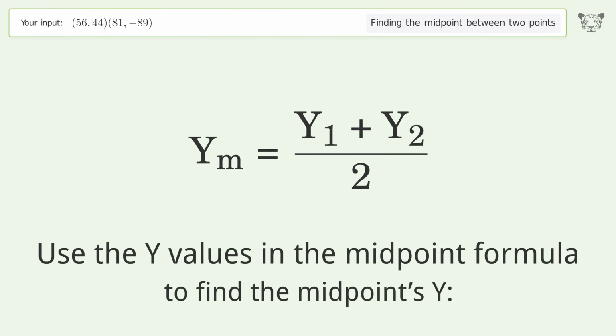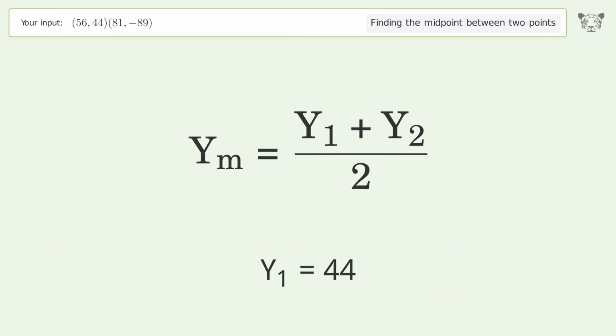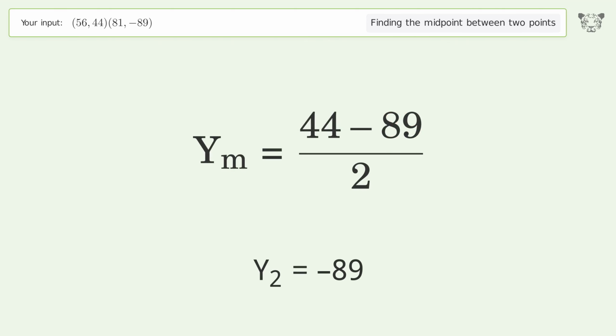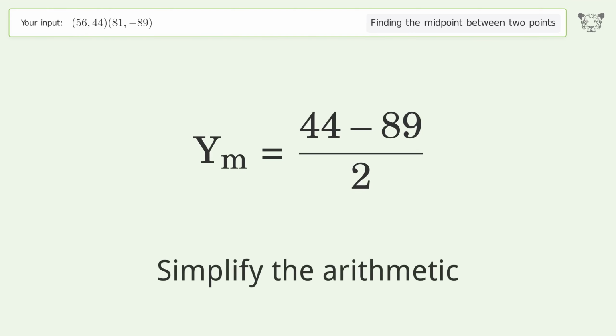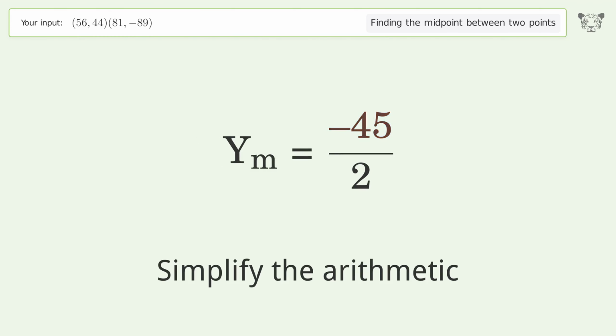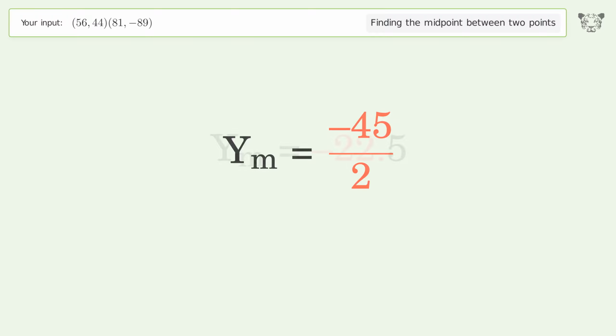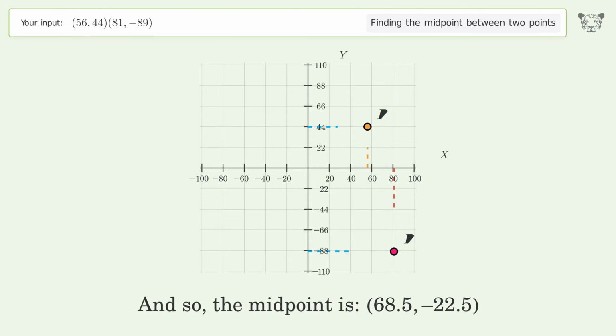Use the y values in the midpoint formula to find the midpoint's y. y1 equals 44. y2 equals negative 89. Simplify the arithmetic. And so, the midpoint is 68.5, negative 22.5.